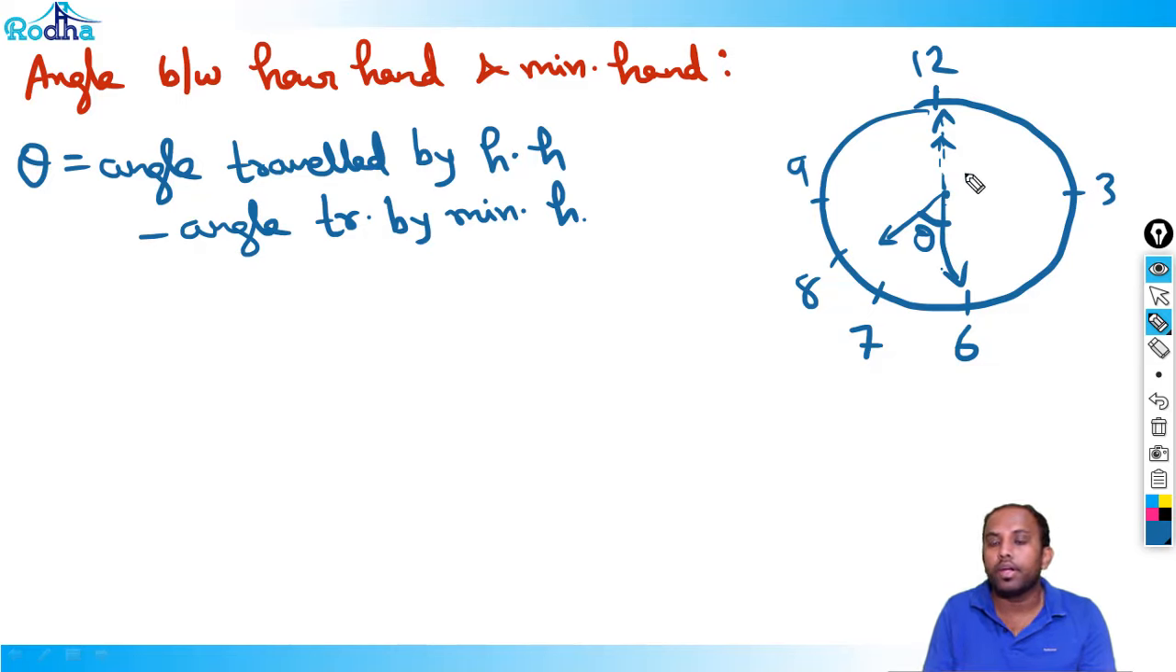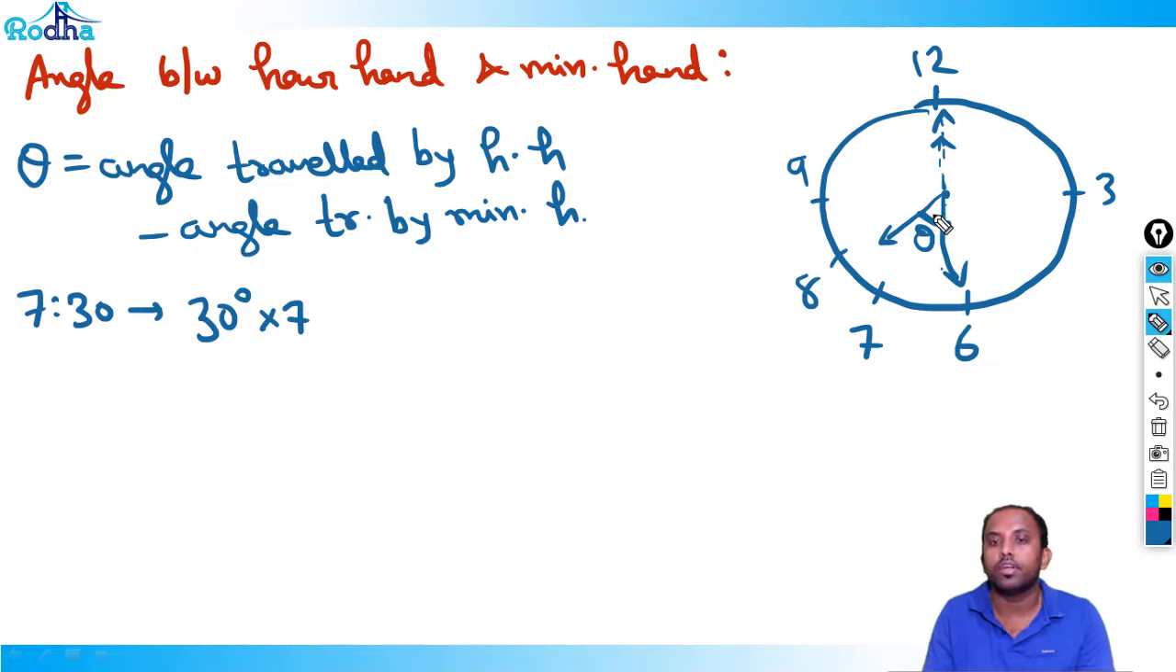What is the angle traveled by the hour hand here? We know that the hour hand travels 30 degrees per hour. We have done this. So let's say the time is 7:30 now. Till 7, the hour hand travels 30 degrees for each of the 7 hours, 30 degrees for each hour.